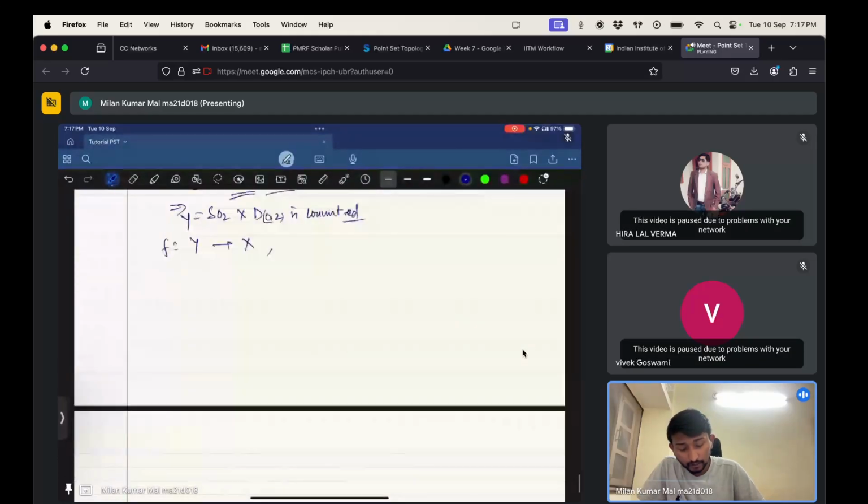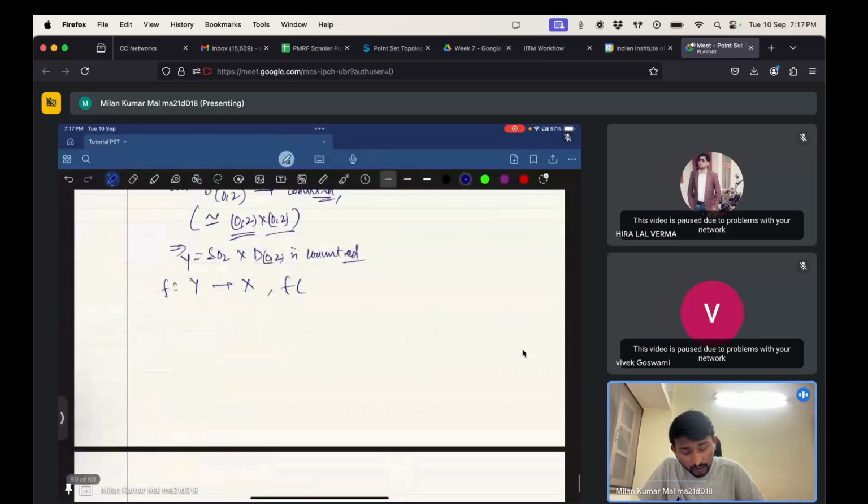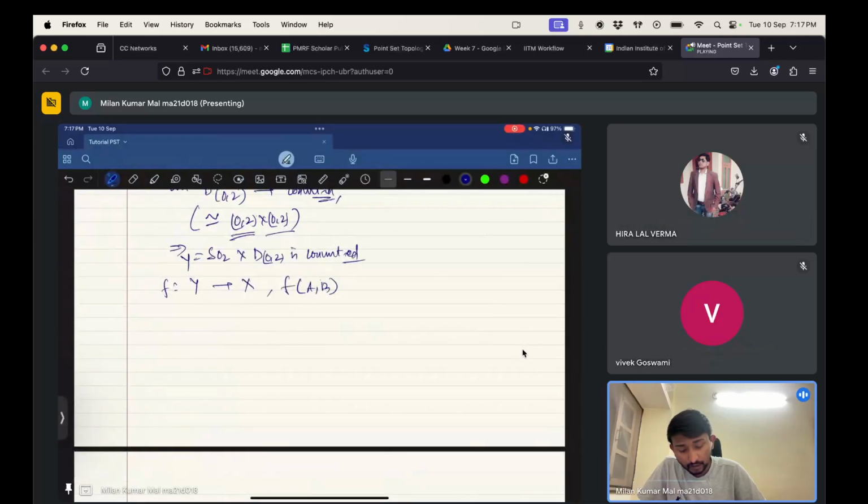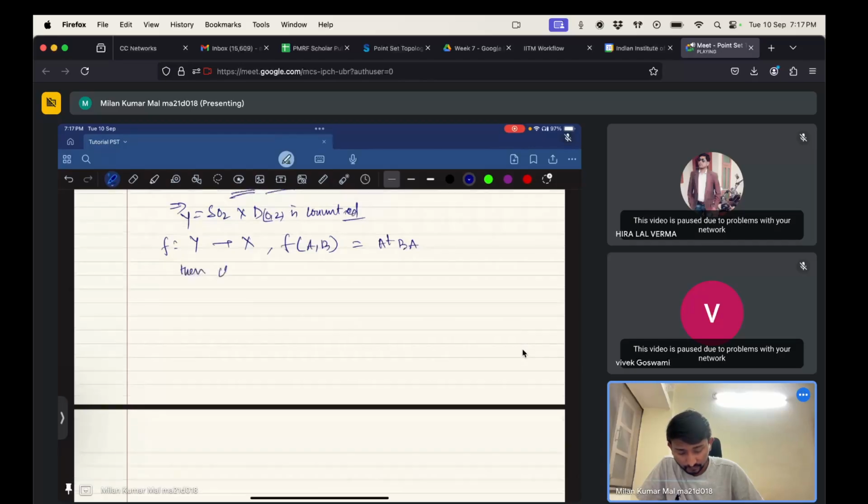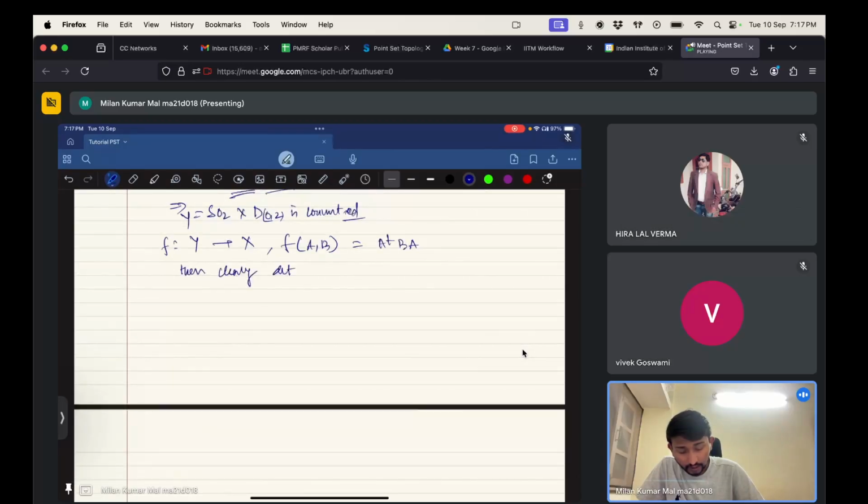Okay, now if I give a map F, any element of Y will be something like (A, B), where B is coming from this diagonal set and A is coming from this SO2. So F(A, B) equals A transpose B A. Then clearly, first of all, you can look at (A transpose B A) whole transpose, which equals A transpose B transpose A. Now B is a diagonal matrix, so B transpose is B. So that means this is symmetric.